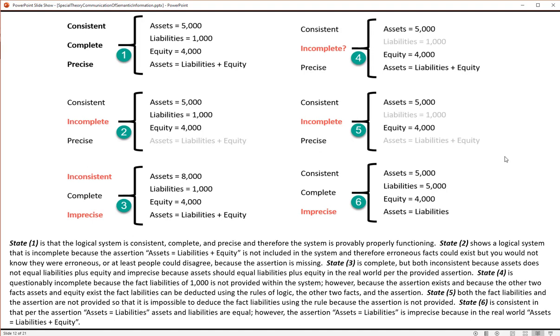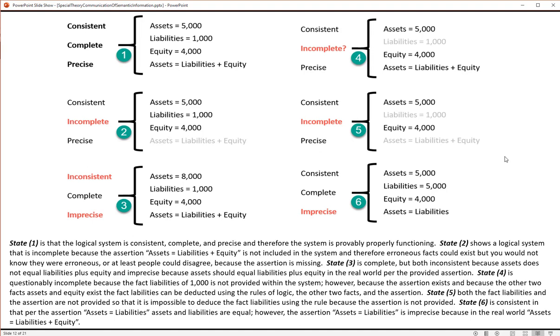Here are all the things that can go wrong. Number one is a properly functioning system. Number two, I've left out the assertion, and while the information is correct, if someone were to put an improper value into a fact, the system would not detect the fact that the fact was not appropriate, because the rule's not there. Or, number three, the system could be inconsistent. You notice that I have assets of 8,000 and liabilities and equity adds up to 5,000. So the rule, assets equals liabilities plus equity, doesn't work out.